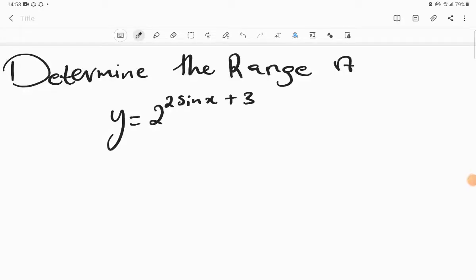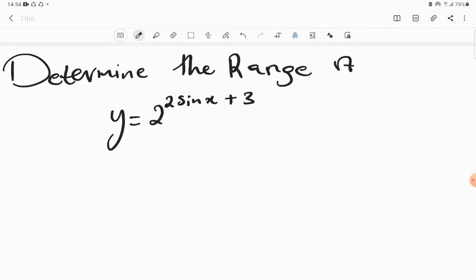In this video, we are going to determine the range of this function y is equal to 2 to the power of 2 sine x plus 3. But before you watch the video, you can pause it and try it yourself. So how do you determine this range?